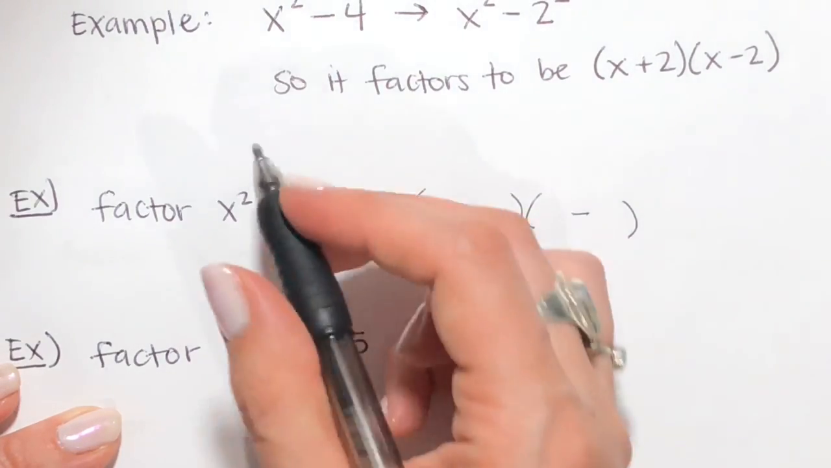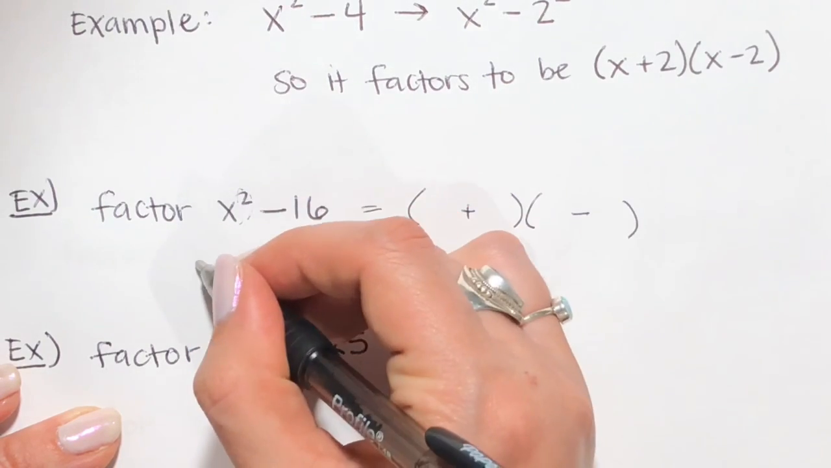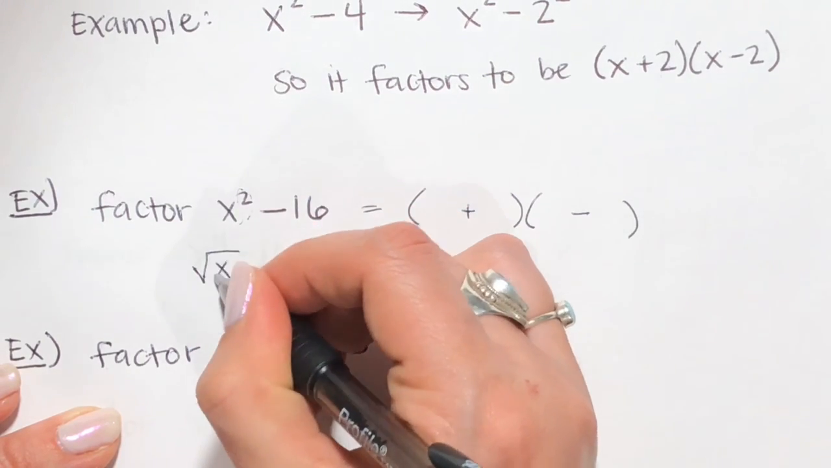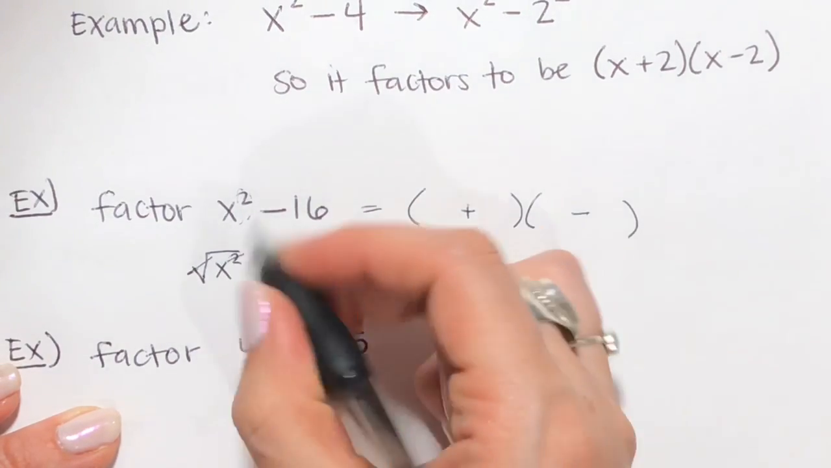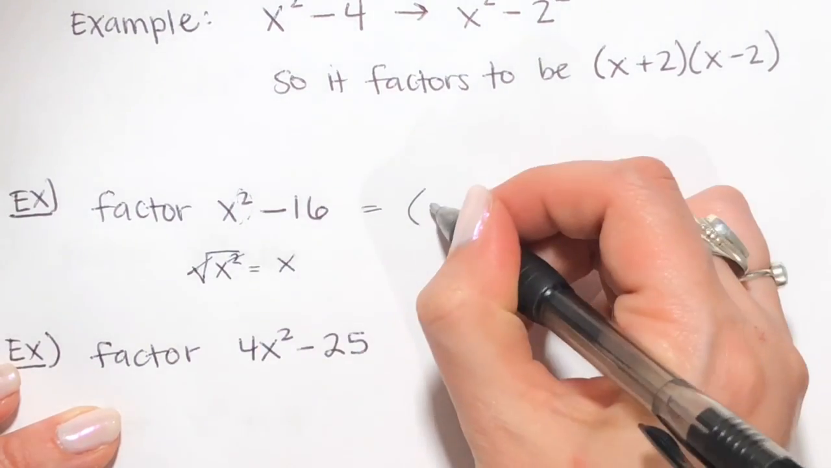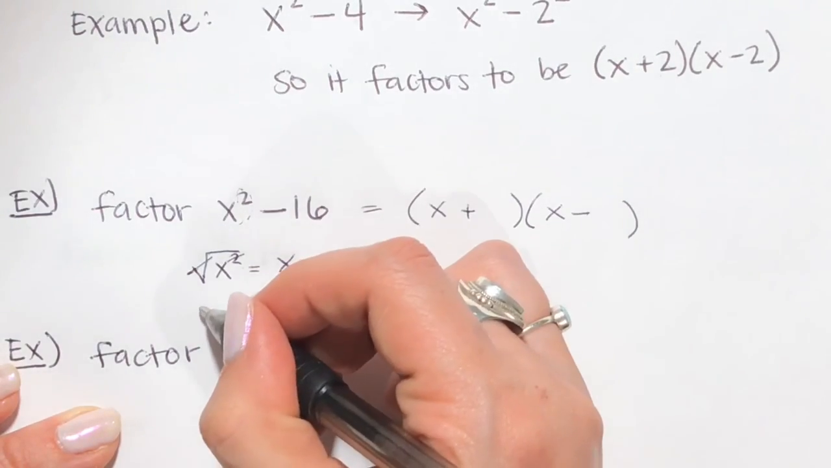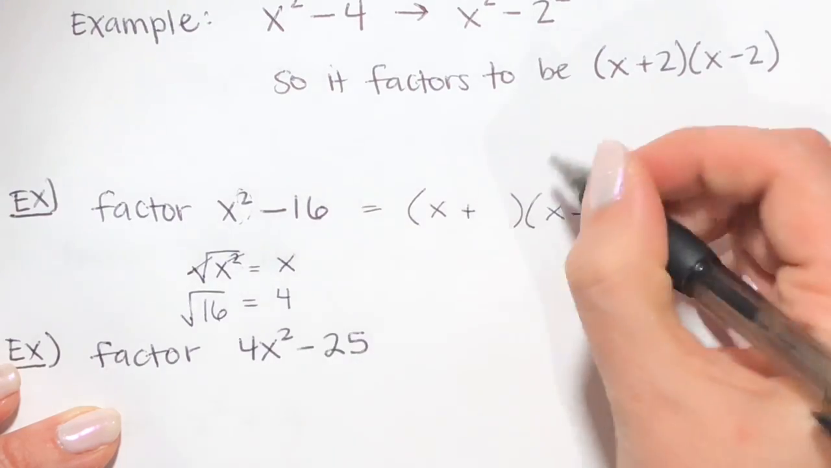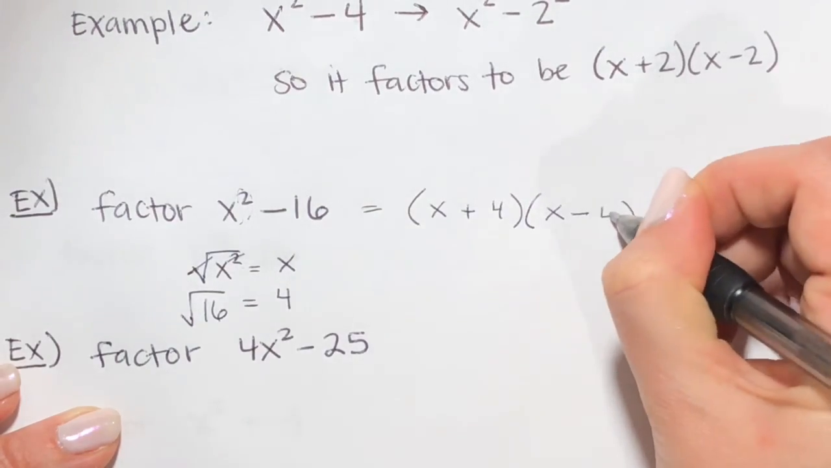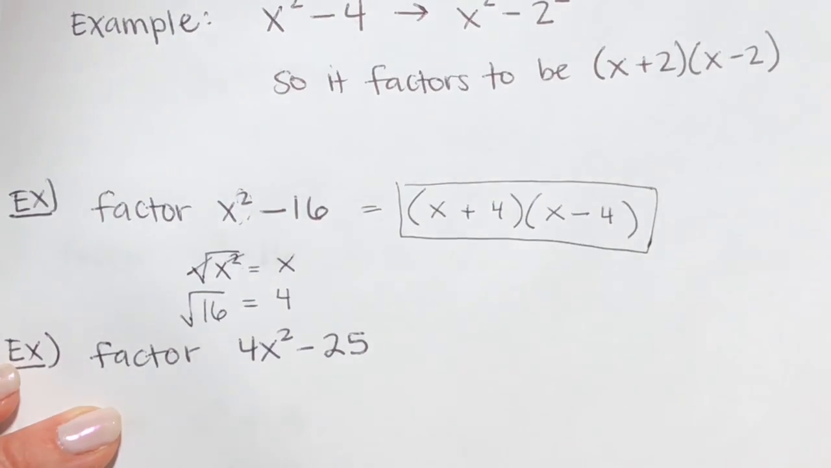To get that, if x squared is what we are starting with, you want to take the square root to get back to its root. A square root and a square cancel, and I just get x. That's going to go in the first part. For 16, if I take the square root of 16, that is equal to 4. That's going to go in the second part, and you're literally done. That's your answer.